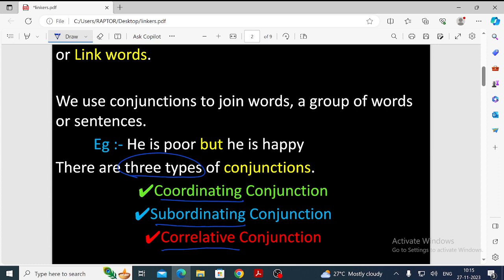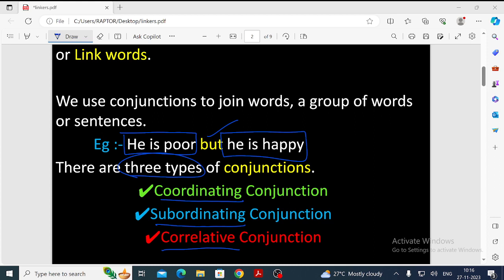Here I have given an example: he is poor and he is happy. Two different independent statements. When they come separately, each gives a meaning. He is poor, it is a meaningful sentence. He is happy, that is also a meaningful sentence. But we connect them with a coordinating conjunction and it gives a different meaning: he is poor but he is happy. Another example: he performed well, he was not selected in the team. Do you understand?